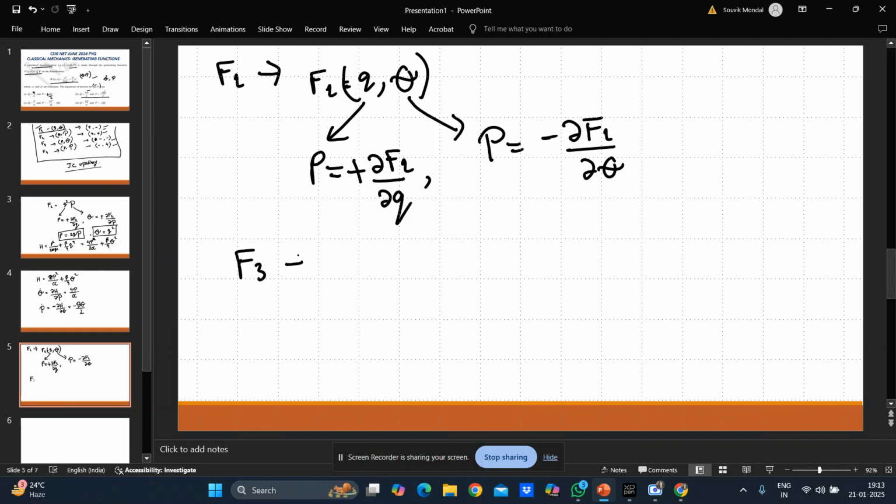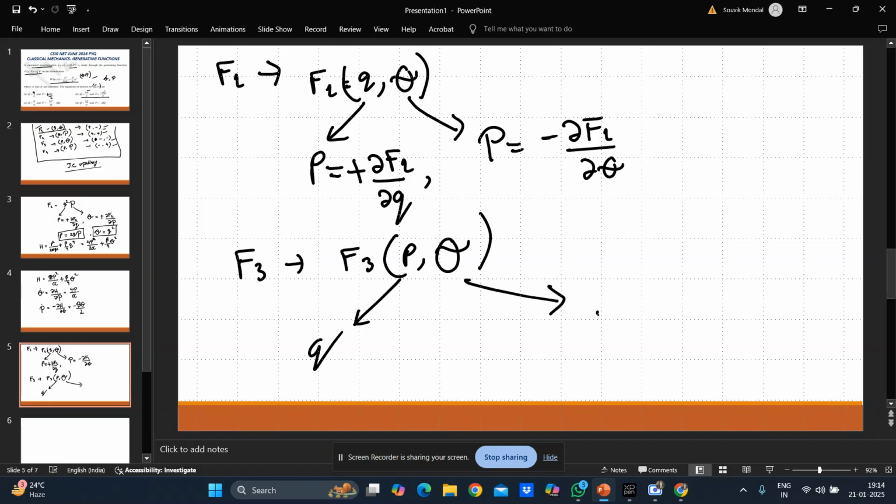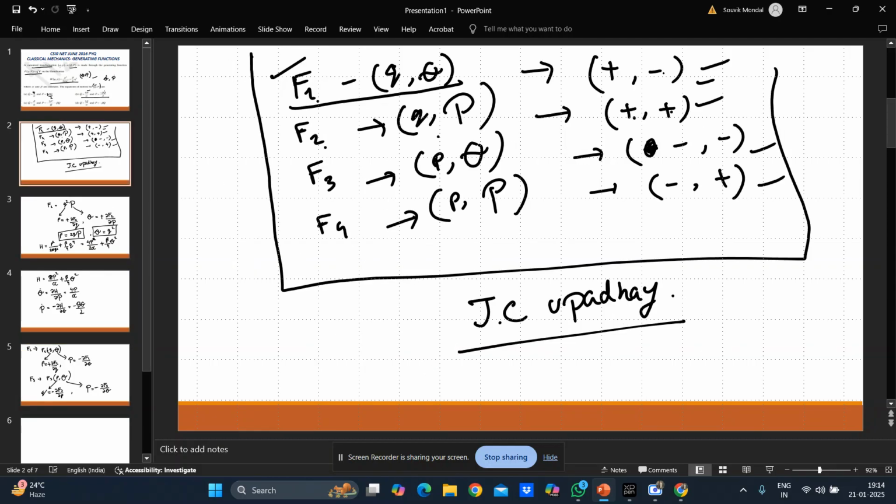Let's suppose F3. So F3 is F3 of small p, capital Q. From small p you can get small q, from capital Q you can get capital P. So the sign convention is both minus. So small q is minus del F3 del p, and capital P is minus del F3 del Q. And similarly you can get the F4. So these are the sign conventions.